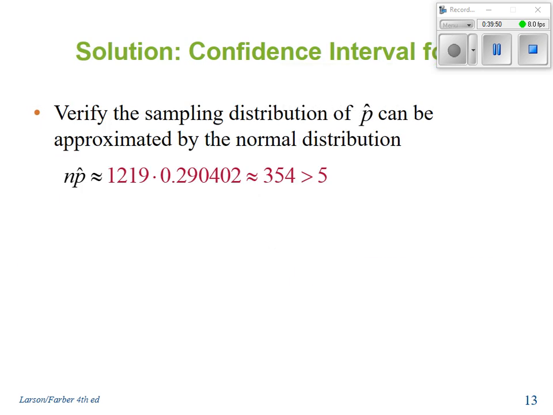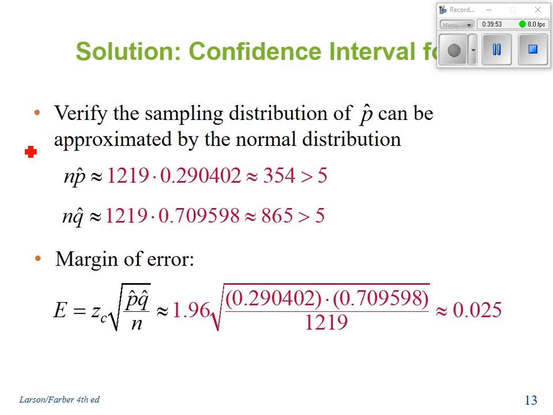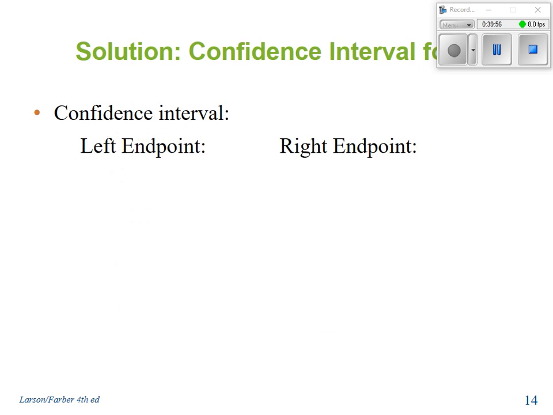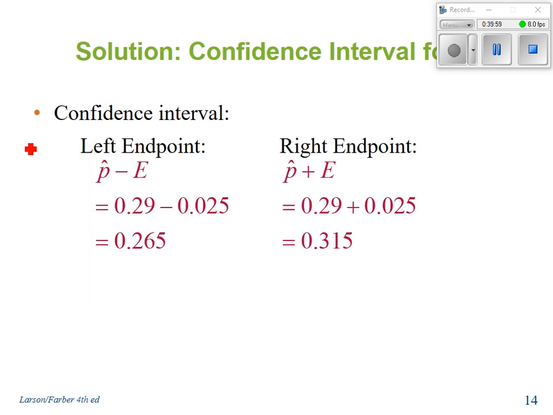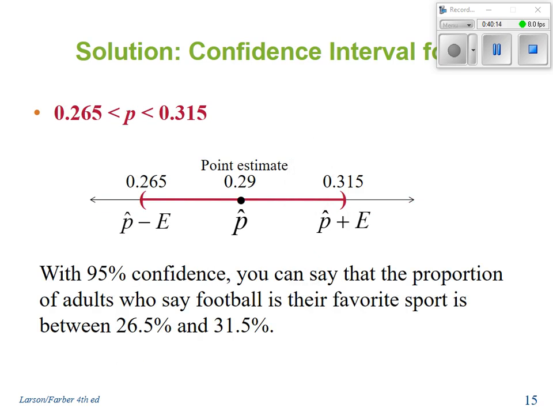And they worked it all out longhand here. See if they got the same thing. 0.265. There's a little difference in ours. If you round up though, you get that. I can see the 9 behind the 4. So our confidence interval looks like that. So the explanation again: with 95% confidence, you can say that the proportion of adults who say that football is their favorite sport is going to be between 26.5% and 31.5%.